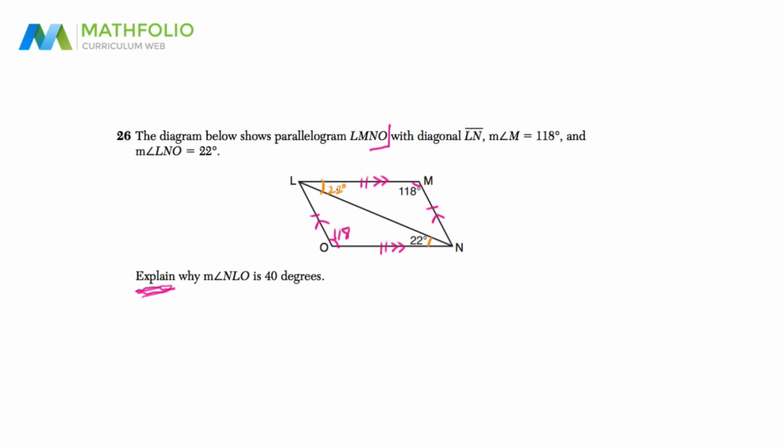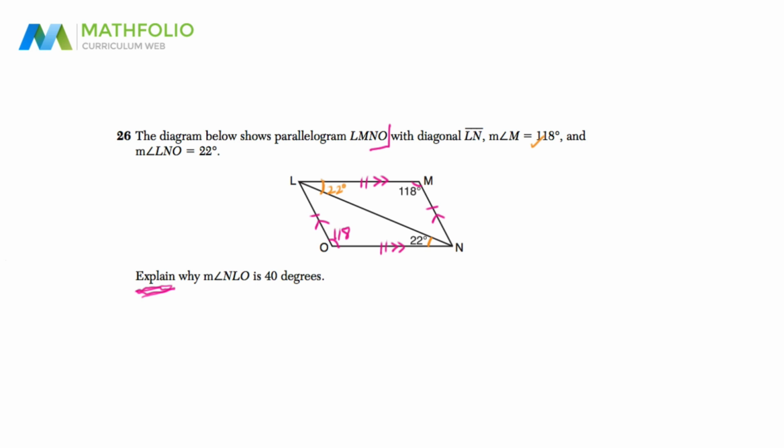Not 122, but 22. So at this point, let me keep reading. It says the diagonal is LN, and the measure of angle M is 118. So this is already labeled. And the measure of angle LNO, L to N to O, is 22, which is already labeled. So it says explain why.